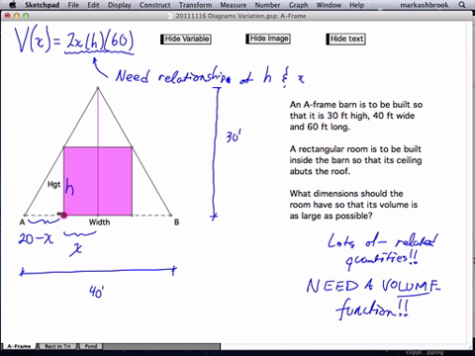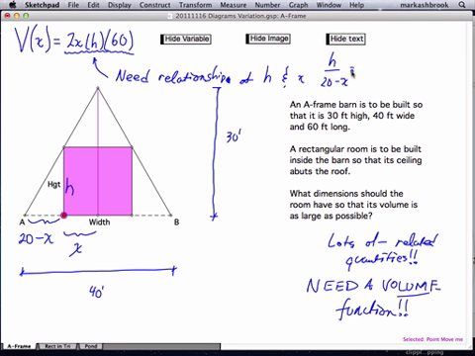So what he's seeing is that this triangle right here is similar to this one here, and that relationship of similarity can give us this relationship that we need between h and x. So what is it? Okay, so what would h over 20 minus x equal?